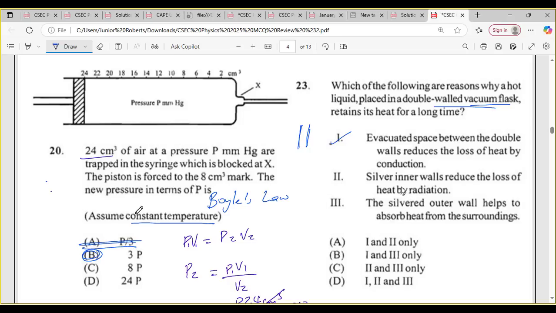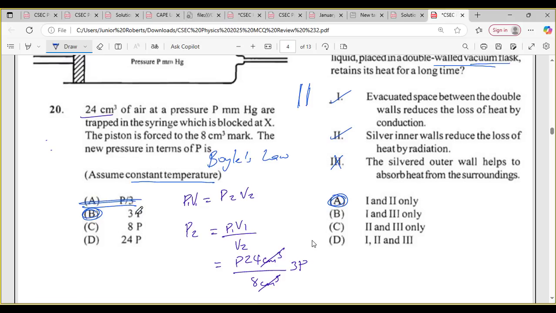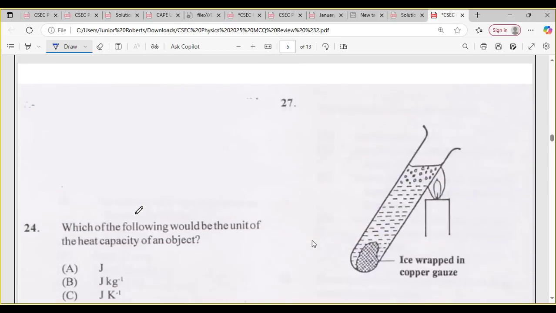That's a true statement. Silvering the walls reduces heat loss by radiation because it causes thermal energy to be reflected, because silver is a good reflector of thermal energy. So this is true. The silvered outer walls help to absorb heat from the surroundings. That's not true. So 1 and 2 are true. Which one is that? That is A. So we'll go with A for 23.